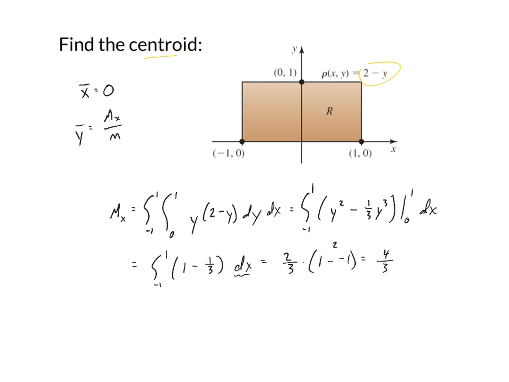Then for our mass integral, the bounds are the exact same. The integral is the exact same. The only difference is I don't have that factor of y inside of my integral. So the density function 2 minus y, bounds are the same, order of integration is the same, dy dx. Now I don't have to distribute anything, so I have 2 times y minus y squared over 2, and that gets evaluated from 0 to 1 dx.